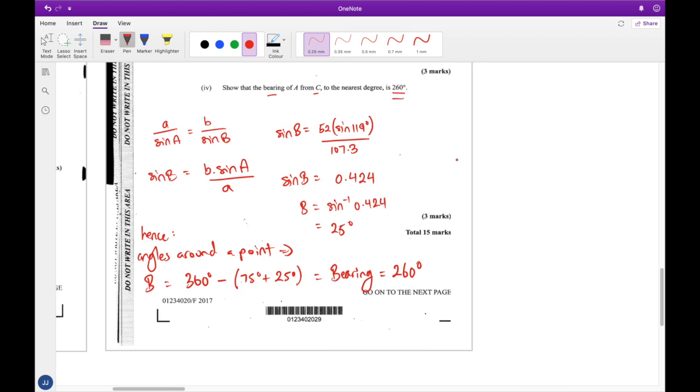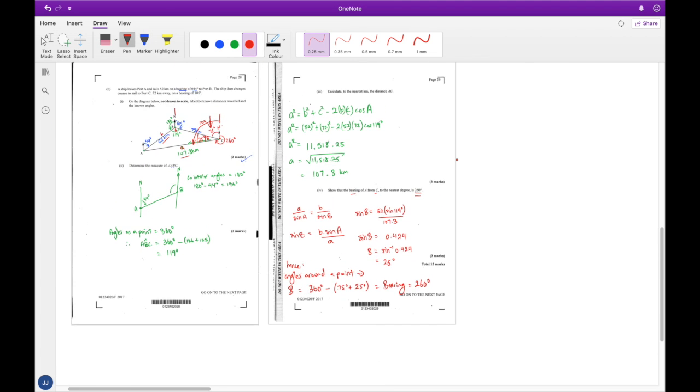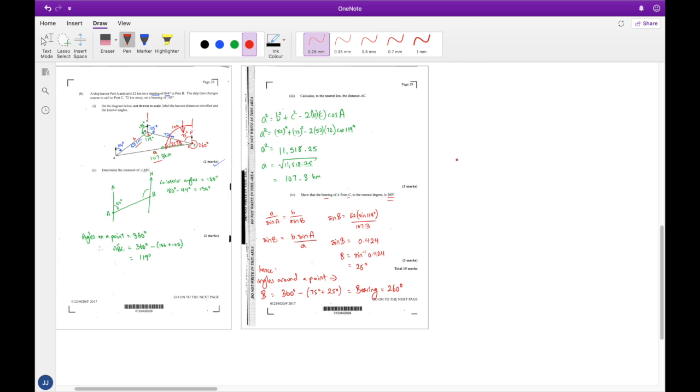So this concludes our class on bearings. It's short. It's a nice, easy topic. The only two things you have to remember are that you are measuring your angles from the north line and that you are always measuring in a clockwise direction if you are talking about the bearing. Once you're talking about the bearing, you're talking about a clockwise direction from the north.